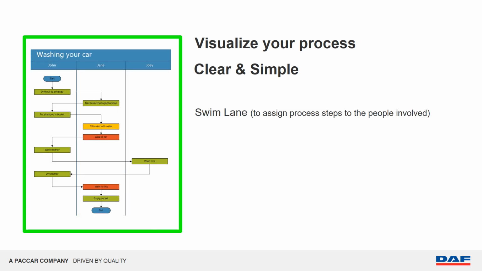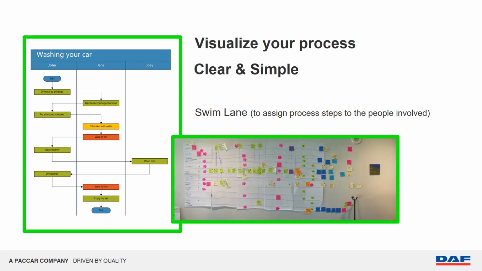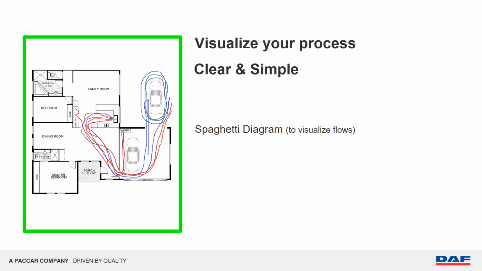A swim lane. This tool maps your process step by step and assigns each step to the persons or the departments involved. This map is advisable to use when more people or departments are involved in your process. Use a whiteboard and post-its so you can easily rearrange the steps by simply moving the post-its around. A spaghetti diagram. This is a simple but very effective visualization of the flow of people, materials, or information. In this particular picture, the walking routes to wash a car are visualized. Just use paper and a pen.